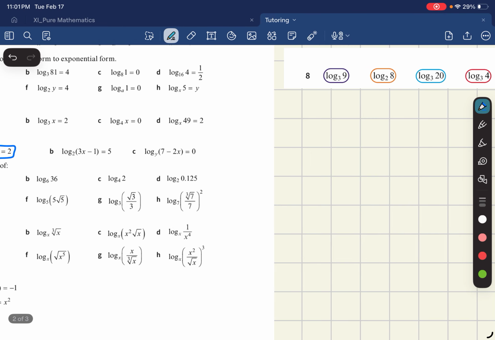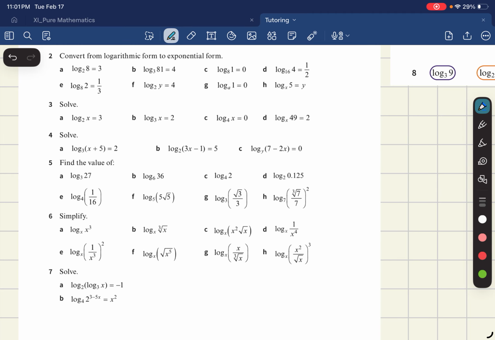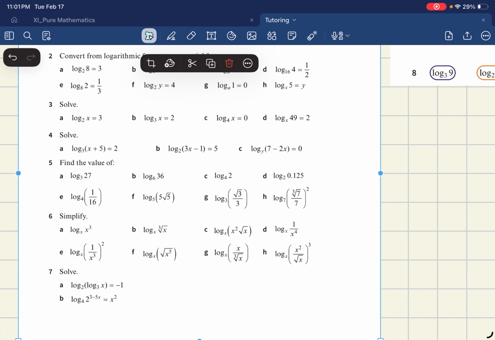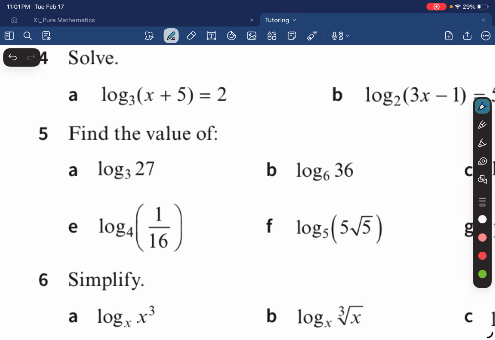So we move on. And I'm going through this very quickly because these are not that challenging. These are very basic questions. And once you get the hang of it, it's not going to be that difficult.